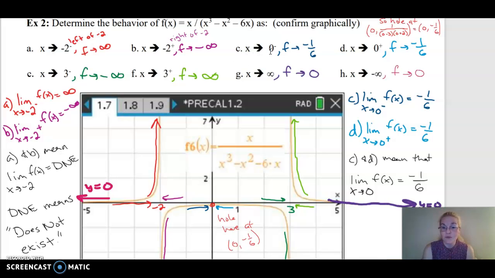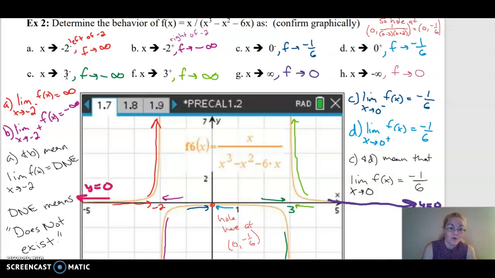For c, as x approaches 0 from the left, that limit is approaching that hole at negative 1/6. The limit as x approaches 0 from the right is also going to the hole, negative 1/6. So together, this means the limit of my function as x approaches 0 exists, and it is this number, negative 1/6, even though there's not an actual defined value there. The function is not defined at 0. There's a hole. But the limit exists. When the limit exists, it means they're coming from the same place, going to the same point.